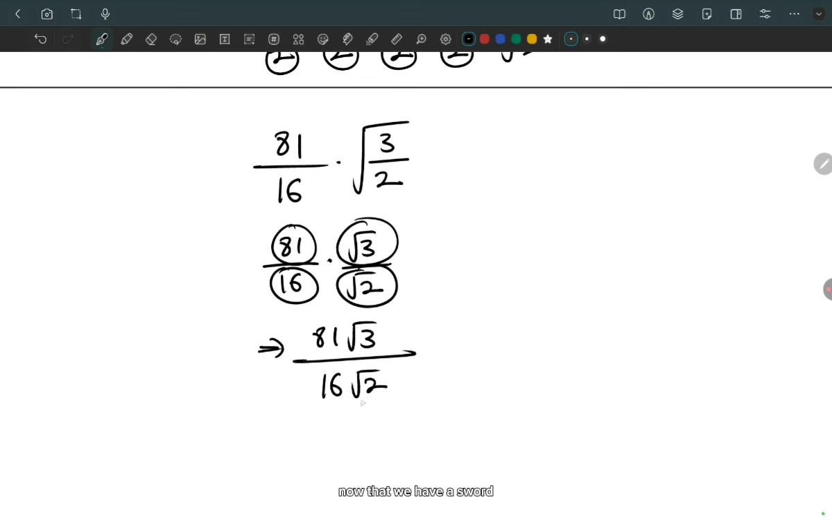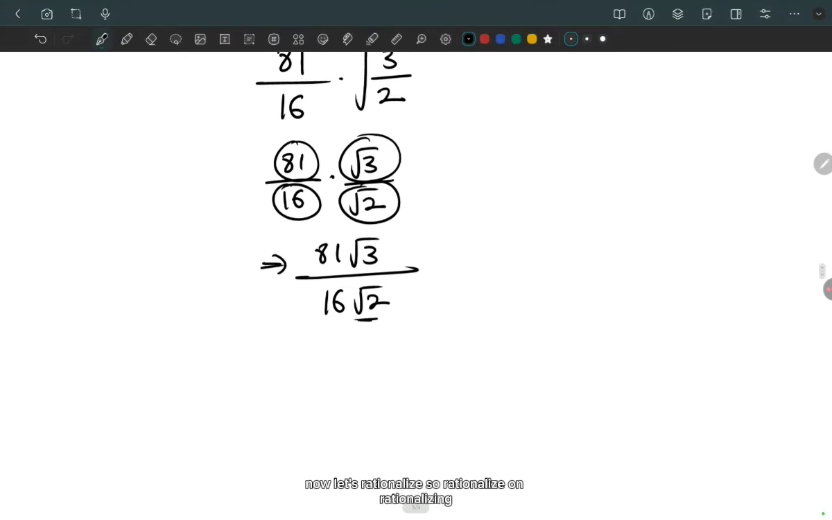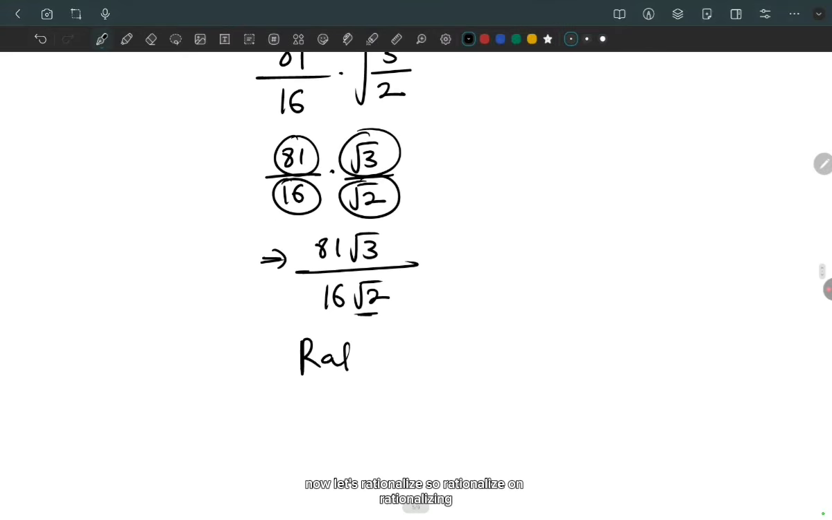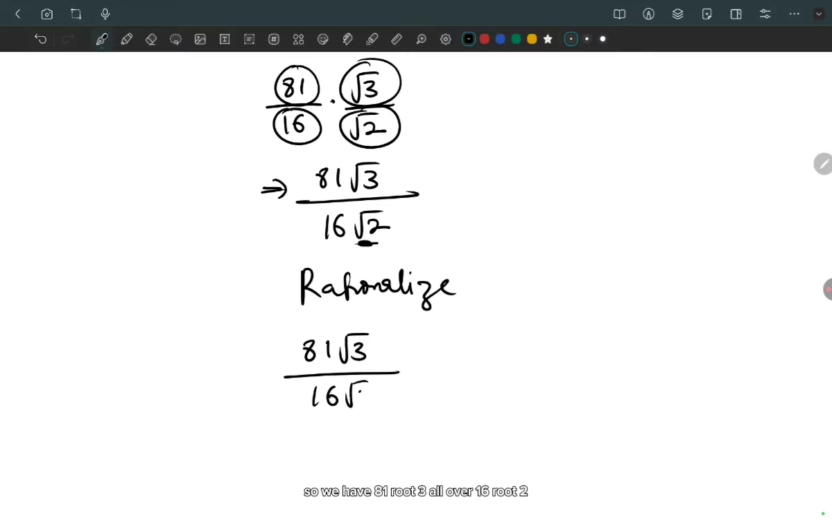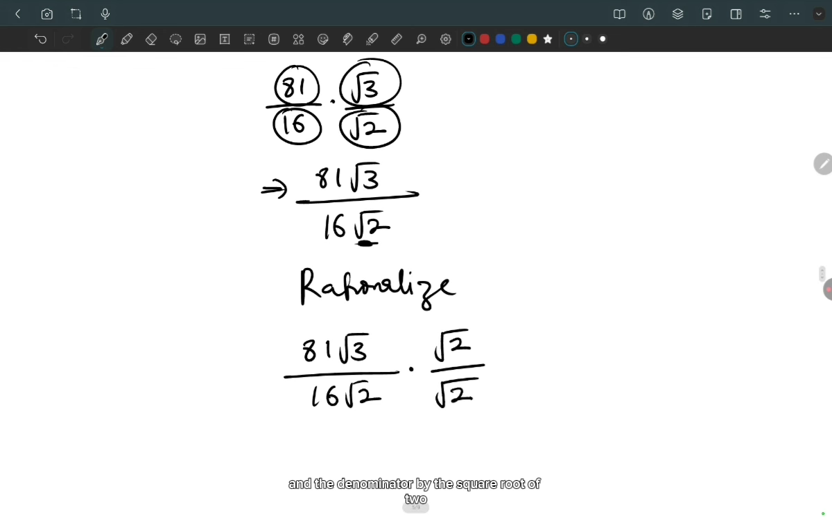Now that we have a surd, which is the square root of 2 on the denominator, we're going to rationalize. Now let's rationalize. On rationalizing, we're going to be multiplying both the numerator and denominator by the surd, which is the square root of 2. So we have 81 root 3 all over 16 root 2. Now we'll multiply the numerator by the square root of 2 and the denominator by the square root of 2.